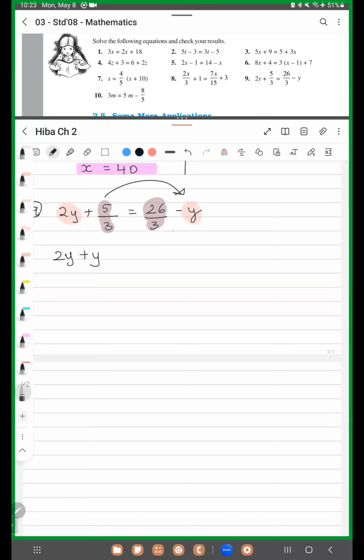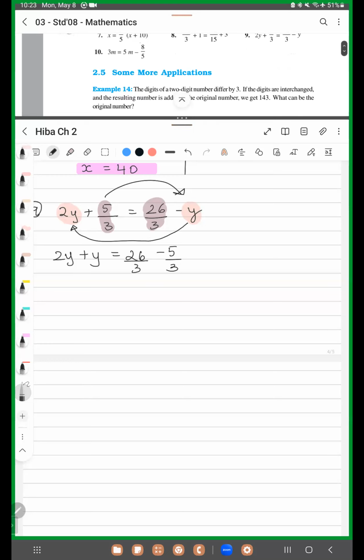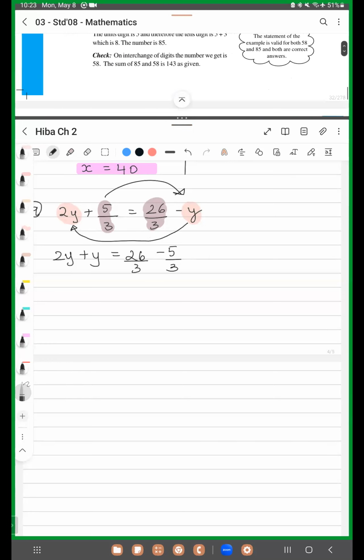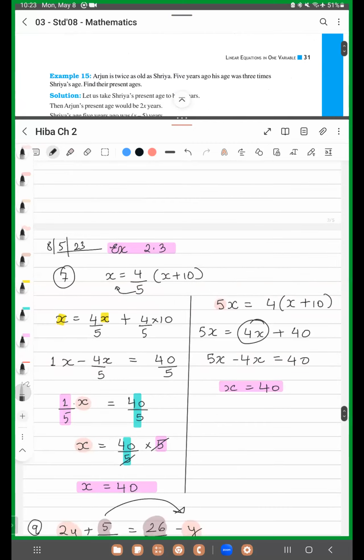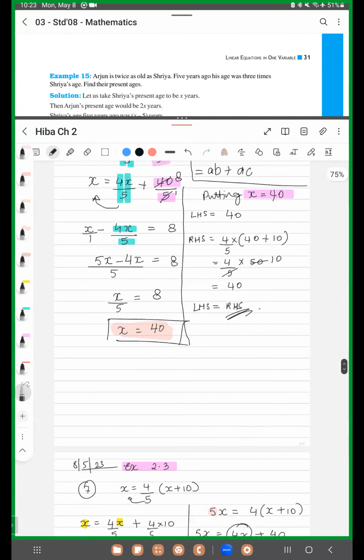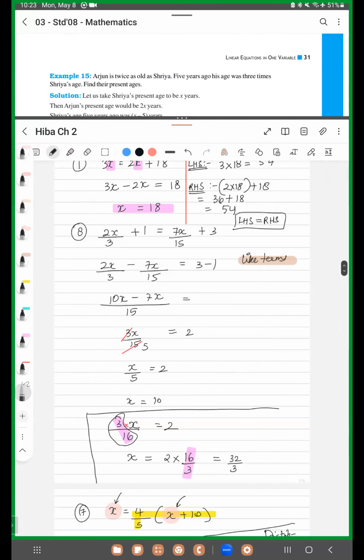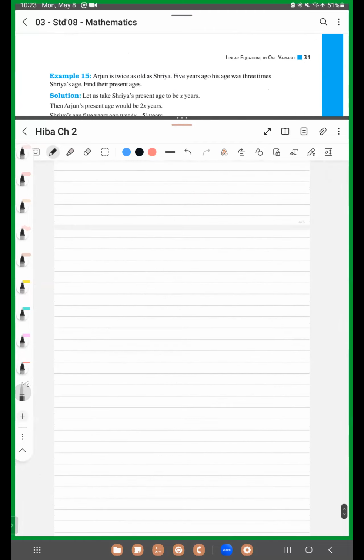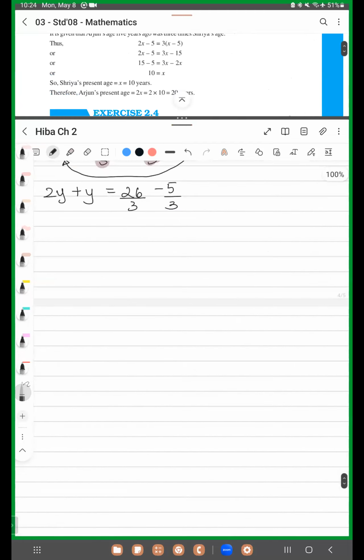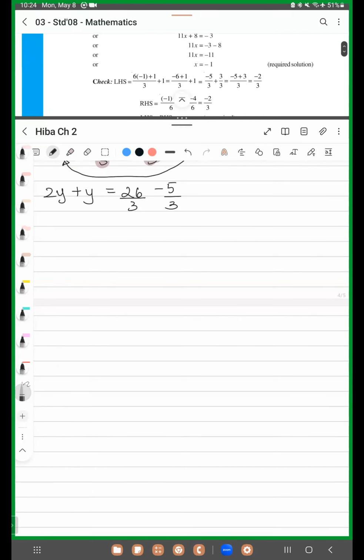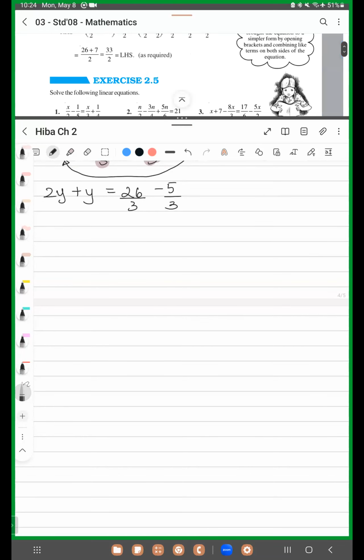You can do this on your own now. All right. Any other questions? No other questions. Okay. We have to start exercise 2.5, right?